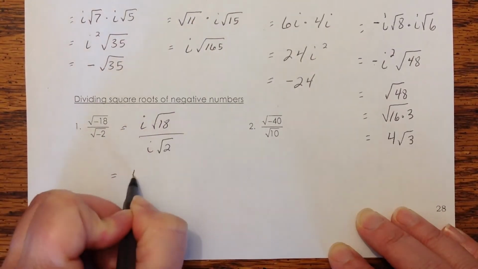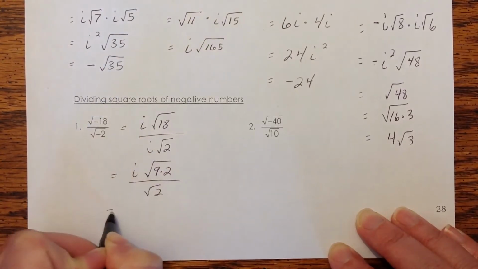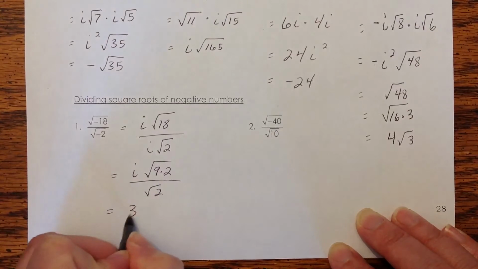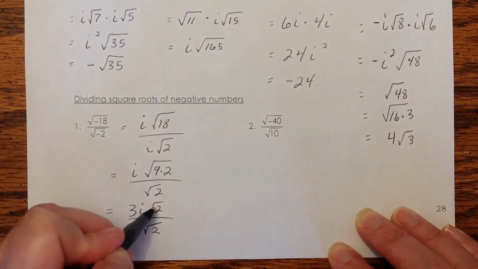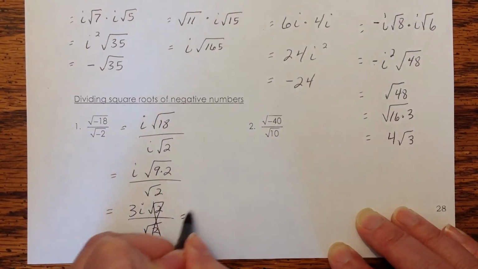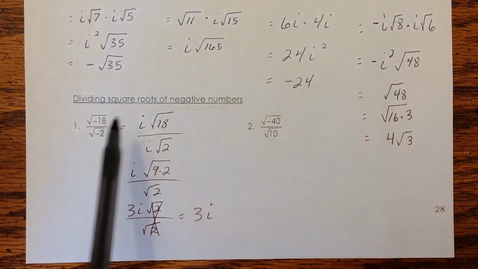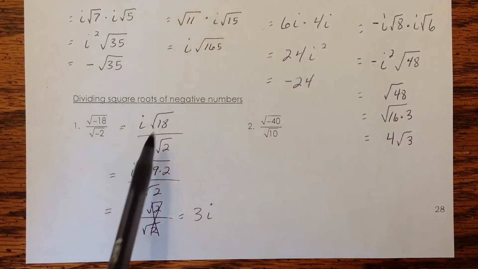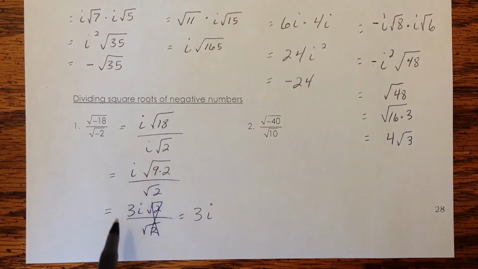So this is 9 times 2, which the square root of 9 is 3, so I get 3i square root of 2 over the square root of 2, and then these cancel. So I get 3i. So we take out the negative as an i. I recognize 18 has a perfect square sitting inside of it. The square root of 9 is 3.